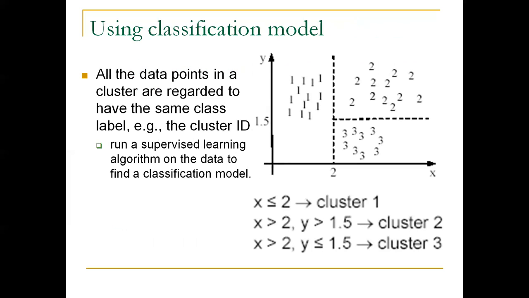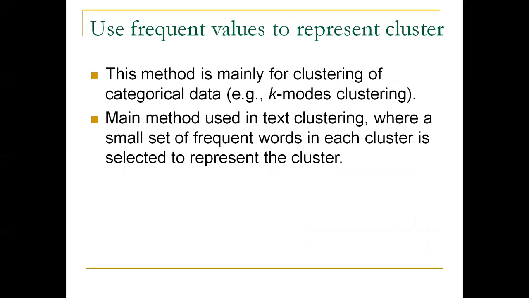Using a classification model, all the data points in the clusters are regarded to have the same class label, for example the cluster IDs. We run a supervised learning algorithm on the data to find a classification model. We can see here three different kinds of clusters, namely ones, twos, and threes. All the ones are categorized into cluster one, the twos into cluster two, and the threes into cluster three.